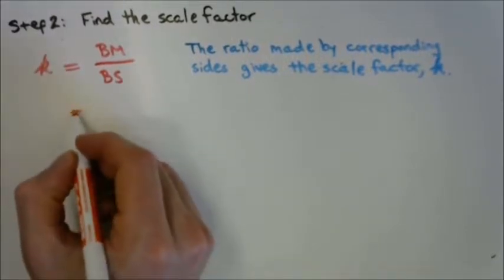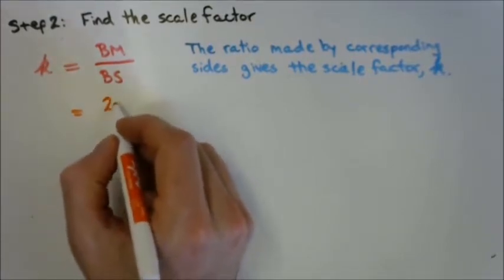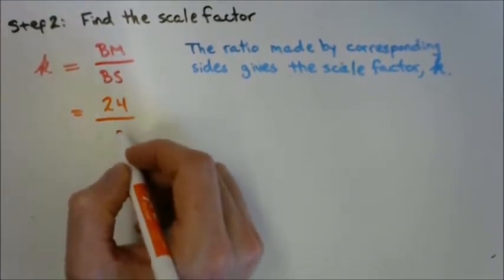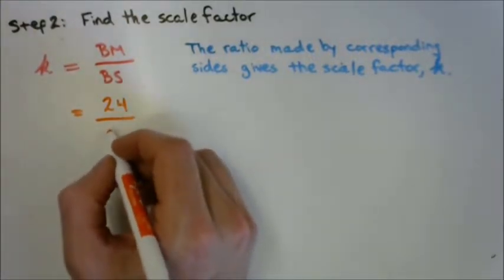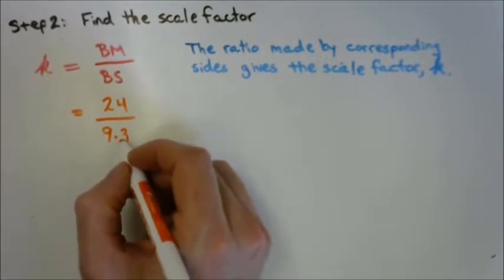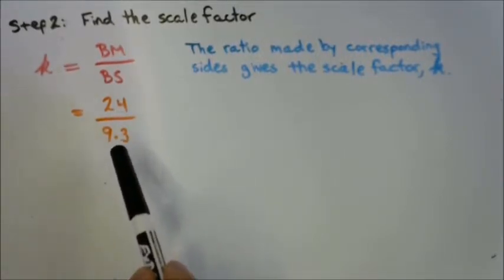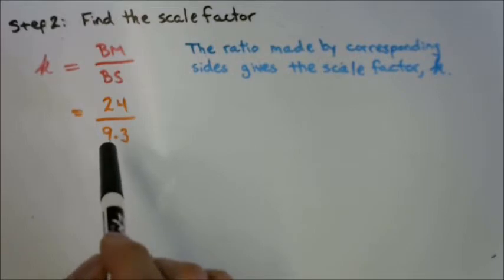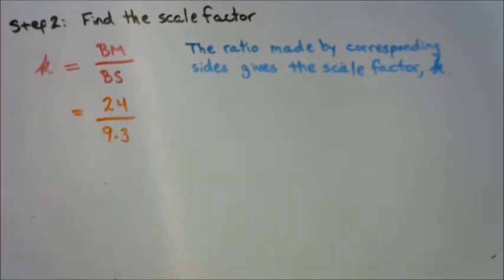So if we input our values for BM, what's the length of BM? 24. And the length of BS? 9.3. And we're remembering this is all done in meters. We're going to leave our units out during our calculations, but we do have to remember at the end that we're talking meters. So this tells us that each side in the larger triangle is 24 over 9.3. That's just a value, right? We'll just divide that out. It's that many times as long as the corresponding side in the smaller triangle.